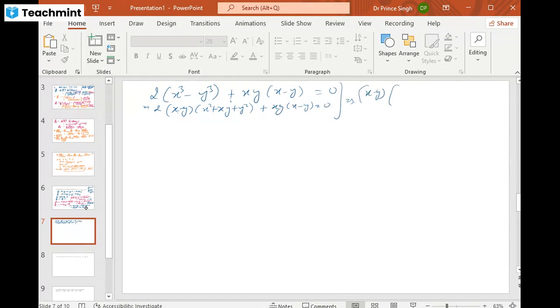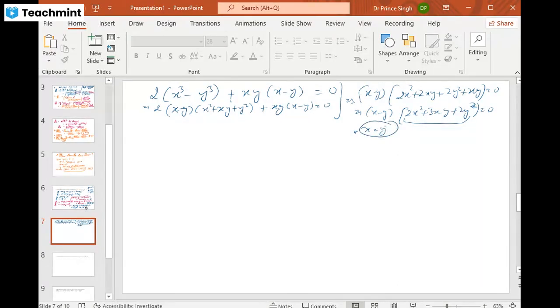So this is (2x² plus 2xy plus 2y² plus xy) equal to 0, or (x minus y)(2x² plus 3xy plus 2y²) equal to 0. Because we are expecting a real root, it is not possible to get a real root from this one. So the only possibility we are getting here is x equal to y.